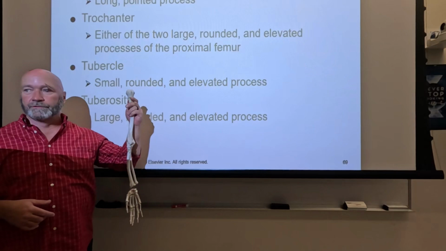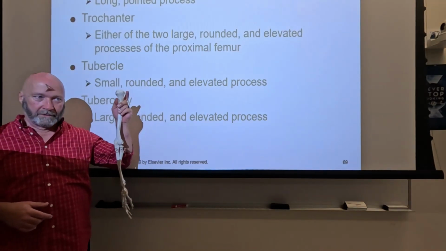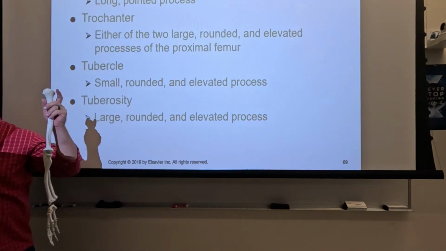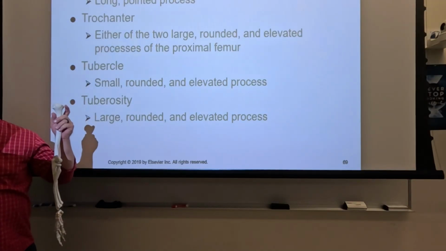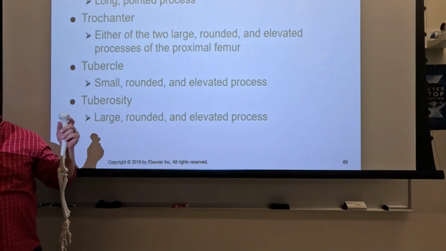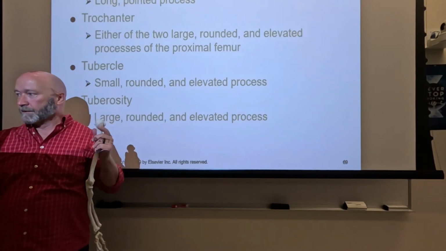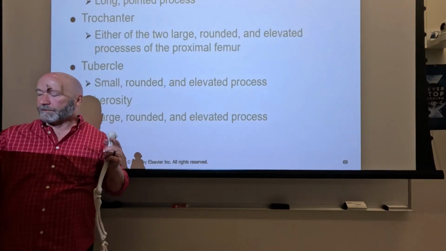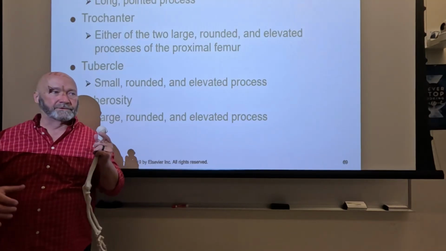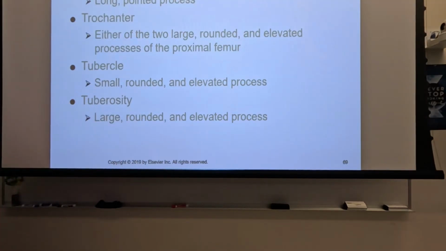Whenever we do shoulders, that's what you're going to use to identify what position the patient was in. By position, I'm not talking about upright or supine, but rather degree of rotation. And some of the rotation in your upper extremity comes in the forearm, some comes in the shoulder. All right. So tubercle, tuberosity: a large rounded elevated process.